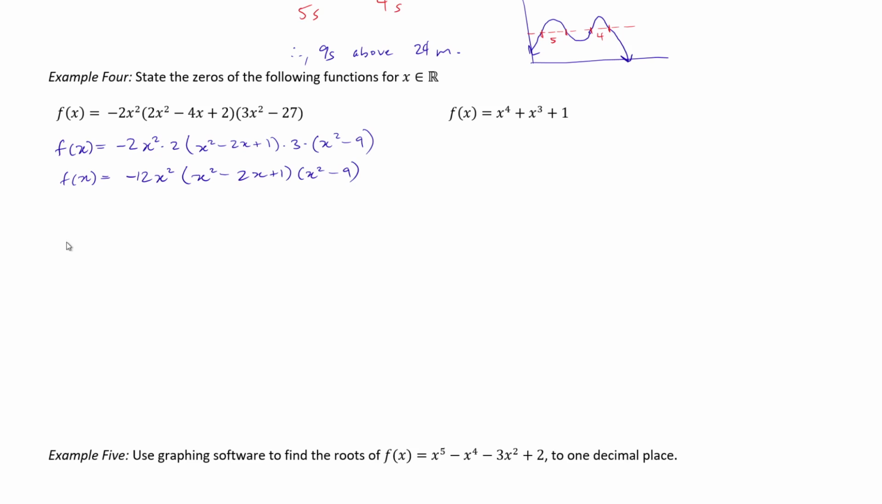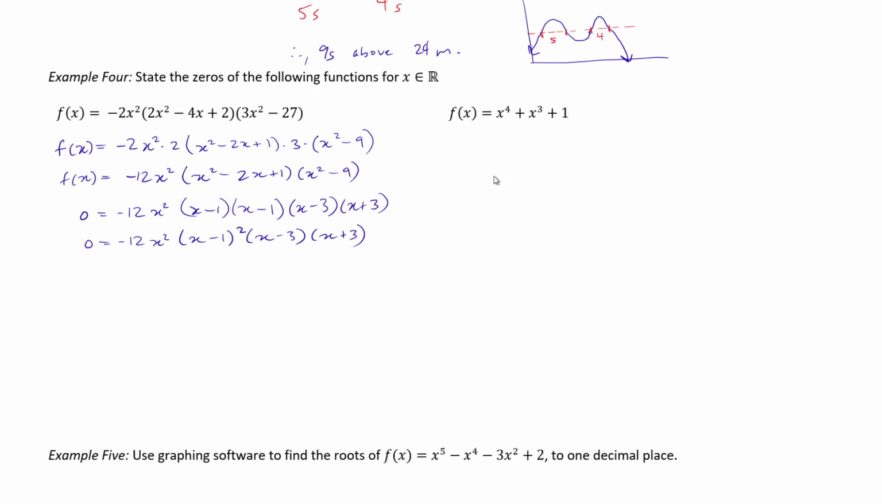Okay, so recall that in order to find the zeros, I set one side equal to 0. So 0 is equal to negative 12x squared, and then I'm just going to go ahead and factor that. Two numbers that multiply to give me 1 and add to negative 2. Well, that's x minus 1, and that's also x minus 1 as well. That's a perfect square trinomial. X squared minus 9 is a difference of squares: x minus 3, x plus 3. Okay, so I can clean that up just a little bit. There we go: x minus 1 squared, x minus 3, x plus 3.